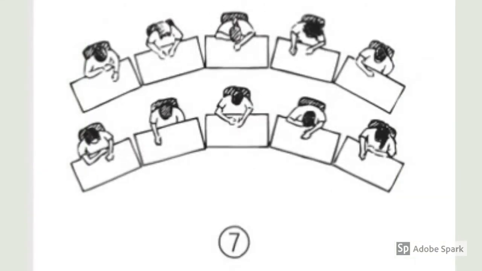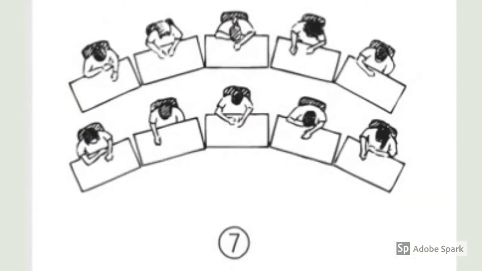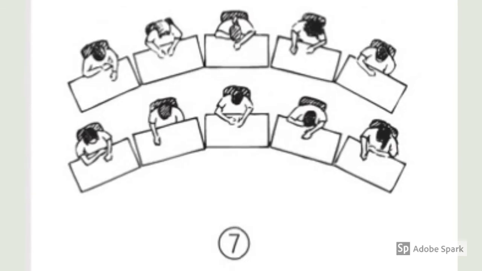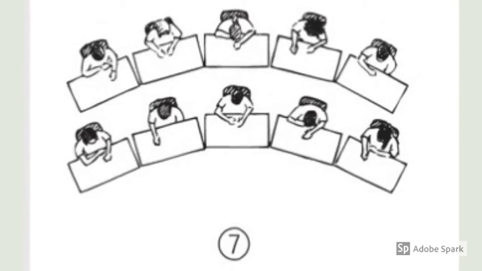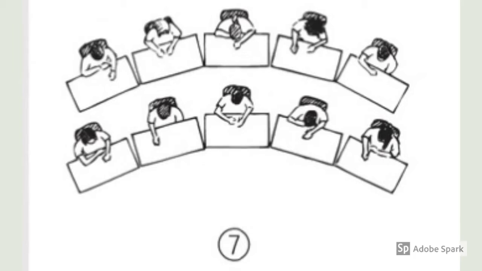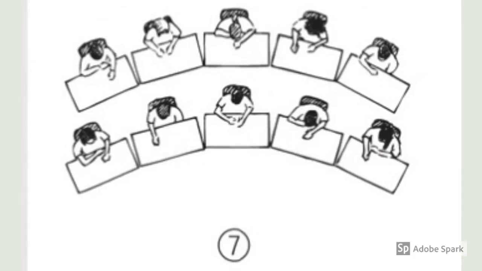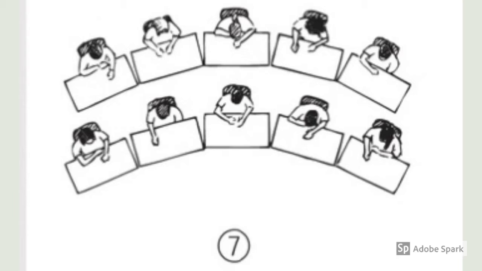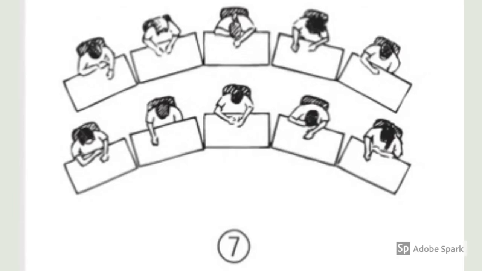Number 7 is curved rows. Rather than the typical straight line rows, try curving the lines a little, perhaps facing a long wall of the room. This breaks up the monotony of the line and also allows for slightly better viewing lines of the teacher, the blackboard, and the television.